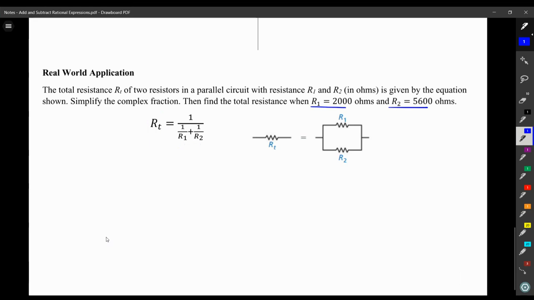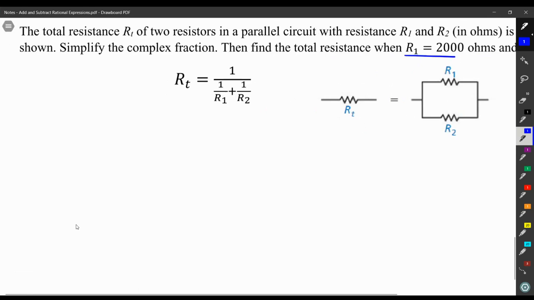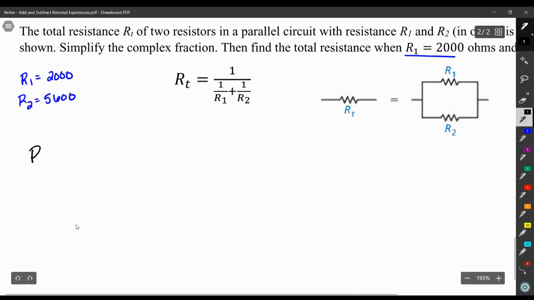I'm a fan of option number 2. So I'm going to plug in the numbers that I have. So let's see. R1 is 2000 and R2 is 5600. Let me write that over here. So R1 is 2000 and R2 is 5600. So let's plug that in. So the RT, which is the total resistance, is equal to 1 over R1, which is 2000, plus 1 over R2, which is 5600.